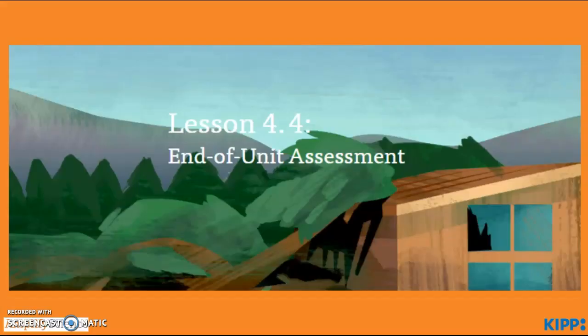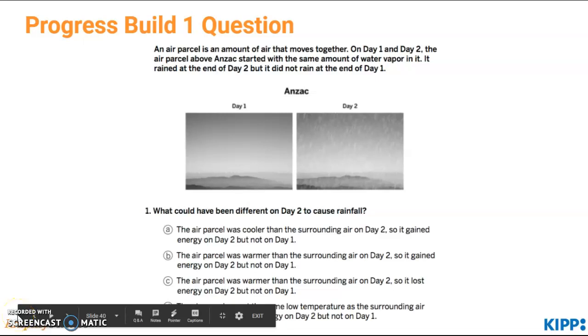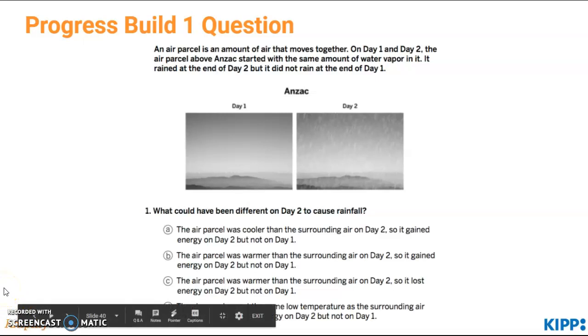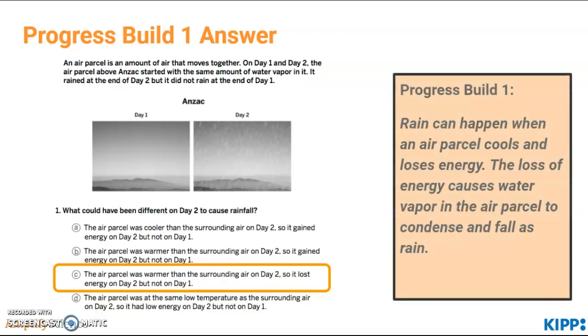All right, finally, let's take a look at the end-of-unit assessment. Here's an example of a Progress Build 1 question students will see on the end-of-unit assessment. Pause here and try the question, and then click play when you're ready to see the explanation. The correct answer in this question is C. This answer corresponds with the wording of Progress Build 1, which states that rain can happen when an air parcel cools and loses energy. This is also the only answer choice regarding an air parcel losing energy in the question.